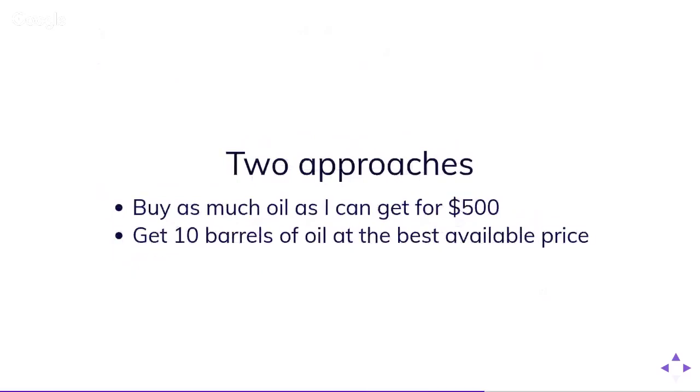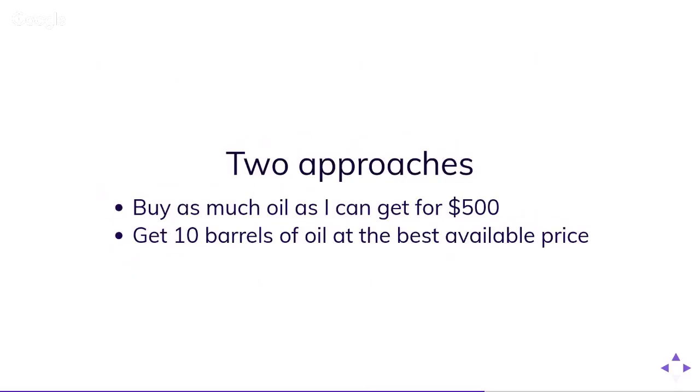So essentially, when we talk about market orders, there are two approaches that we can take. We can say with a market order, I want to buy as much oil as I can get for $500. And depending on the market conditions, that might mean I get 8 barrels of oil. That might mean I get 12 barrels of oil. But essentially, you are committing, I am going to pay $500 for as much oil as I can get from the market. The other way you can think about market orders is to say, I want 10 barrels of oil at the best price available.